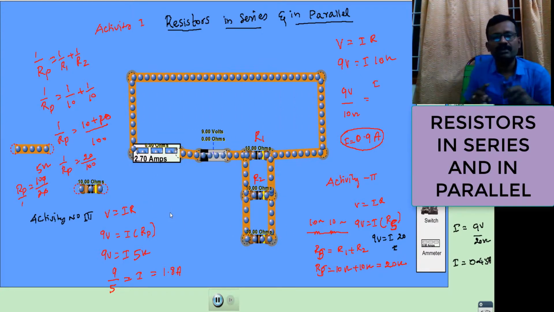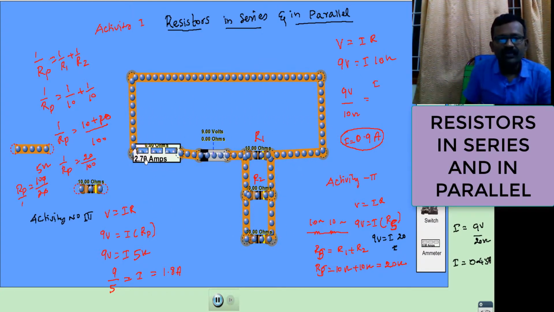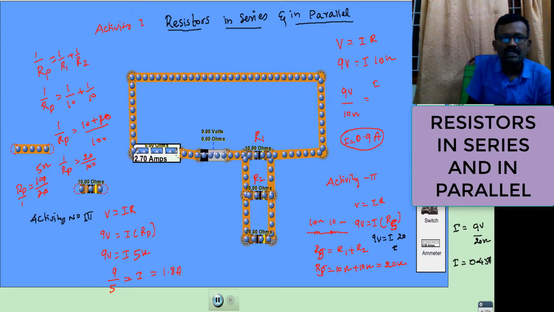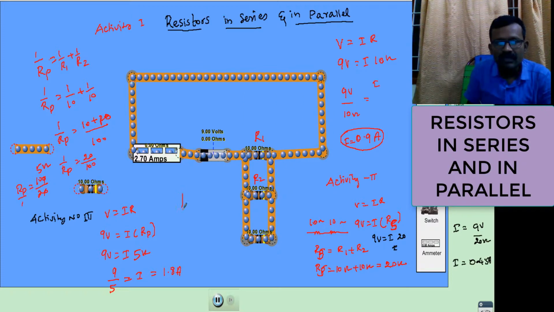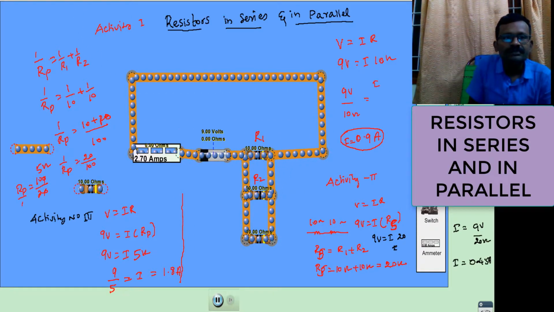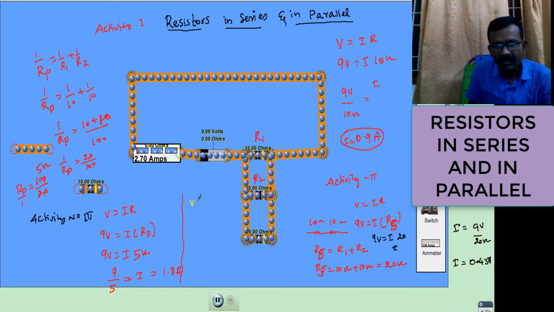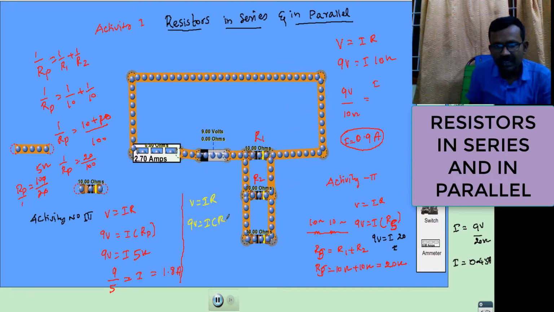See, this is activity number 3, no? The value of current increases from 1.8 to 2.7 ampere. Look. Again we are going to find V is equal to IR. 9 volt, I times RP.